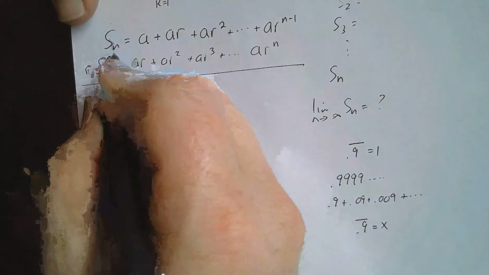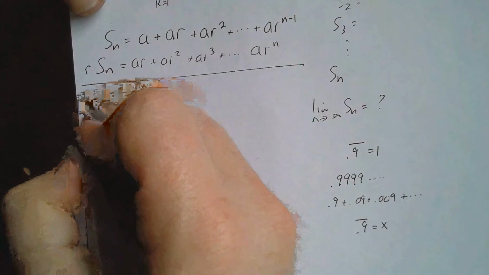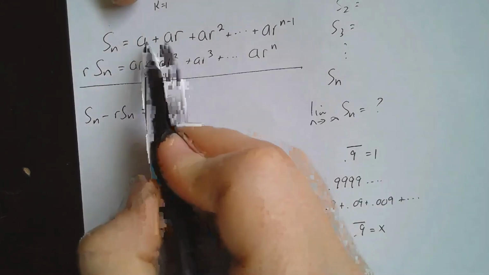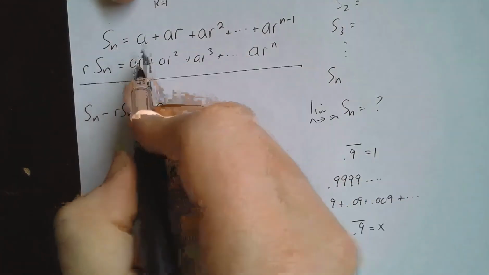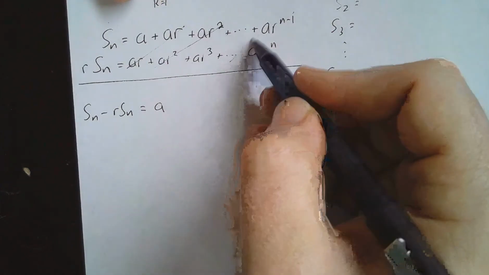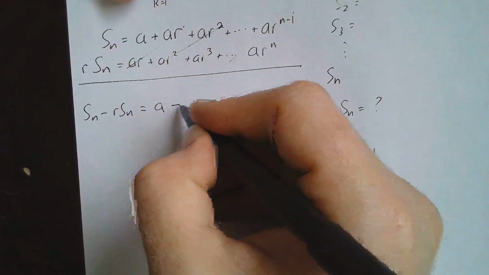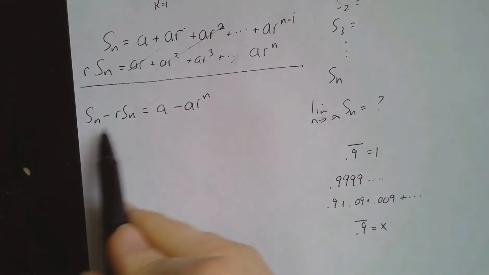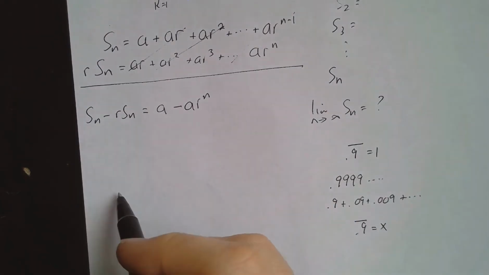The way that I'm going to do this is I'm going to subtract r s sub n from s sub n, giving me s sub n minus r s sub n. If I take this stuff up here and subtract this stuff down here, a will be left over, because ar is going to cancel out with ar, ar squared is going to cancel out with ar squared, and so on and so forth, until I get down to the last term, which cancels out with the one previous, and minus ar to the n is left. So now I have this little thing looking, it's kind of weird, but it's a thing.